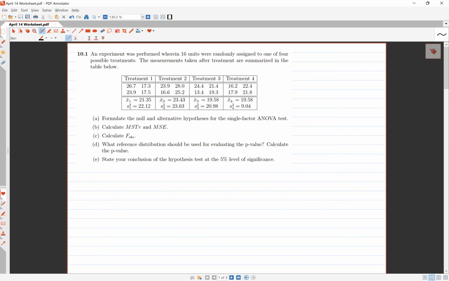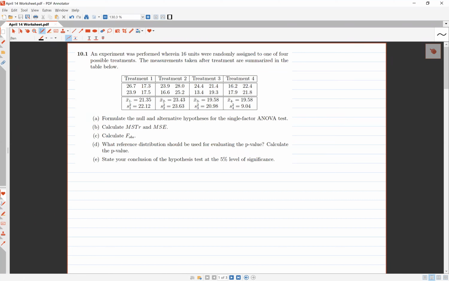So ANOVA assumes you have multiple populations or multiple treatment groups, each one drawn from a normal population. So starting assumption is normality. All the populations are allowed to have different means, but we assume a common variance. And so that's why, if you're comparing it to a t-test scenario in the two sample case, it has to be where we're pooling variances.